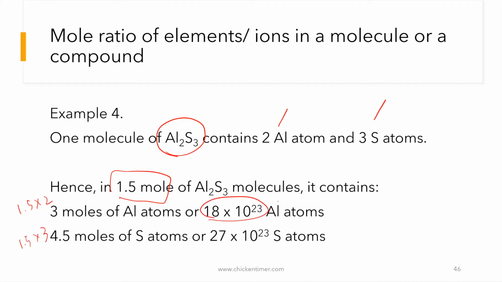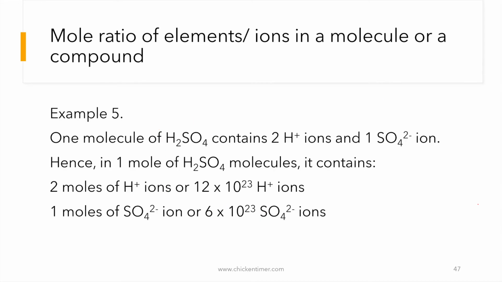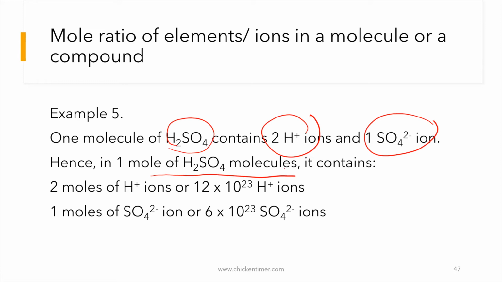Then this answer will be 1.5 times 2 times 6 times 10 to the power 23. Then this is 1.5 times 3 times 6 times 10 to the power 23. Then this is the one with ions. So 1 molecule of sulfuric acid contains 2 hydrogen ions, 1 sulfate ion. So in 1 mole of sulfuric acid molecules, there is 2 moles of hydrogen ions, and 1 mole of sulfate. Then this one is 2 times 6 times 10 to the power 23. Then this is 1 times 6 times 10 to the power 23.